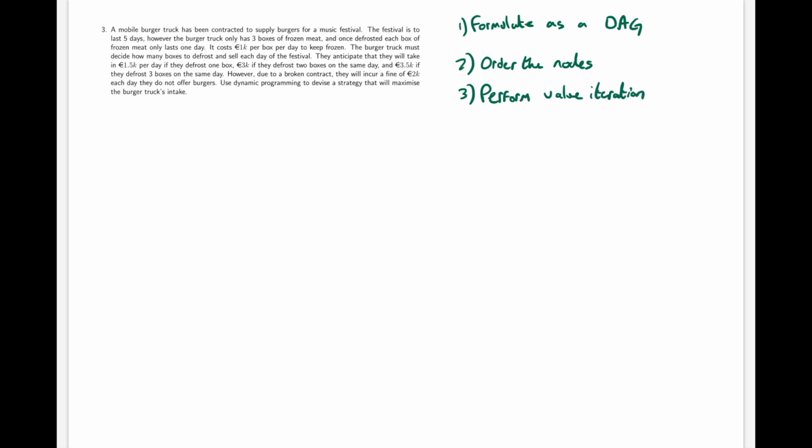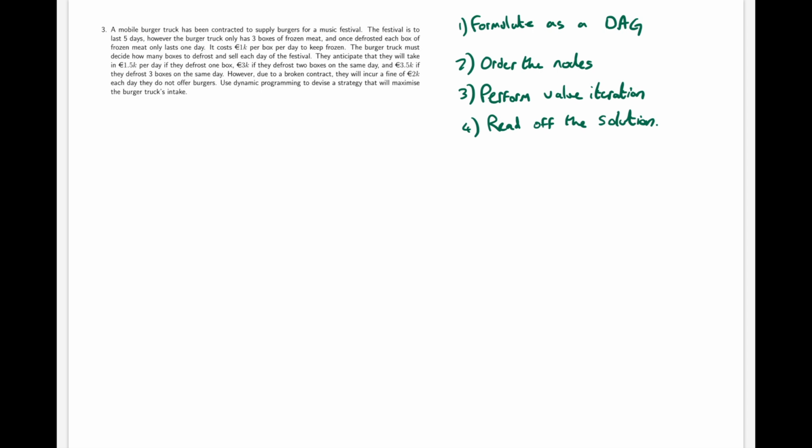So remember, for dynamic programming, we need to do 3 things. First, we need to formulate the problem as a directed acyclic graph. Then we want to order the nodes, and we want to do that in such a way that when we analyse one node, we've already analysed all its descendants. Third, perform value iteration. And then finally, we're going to read off that solution.